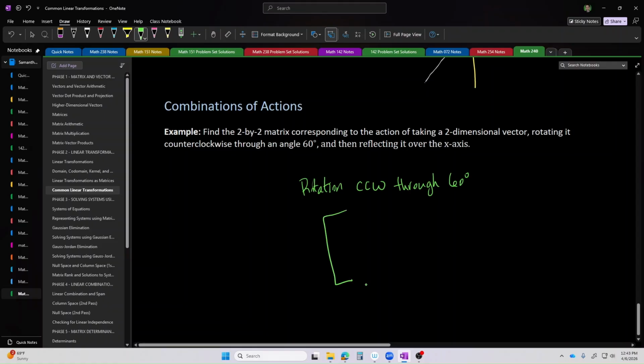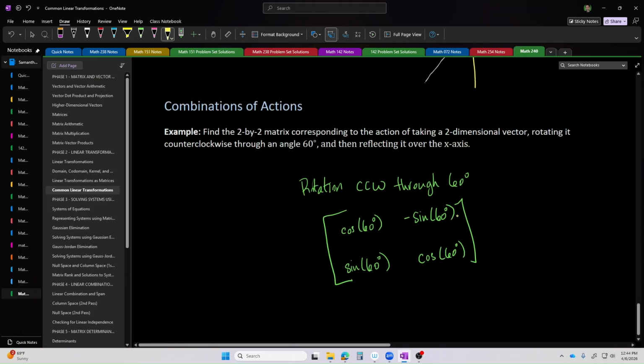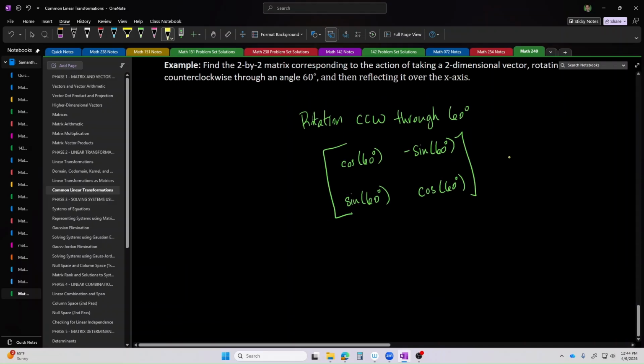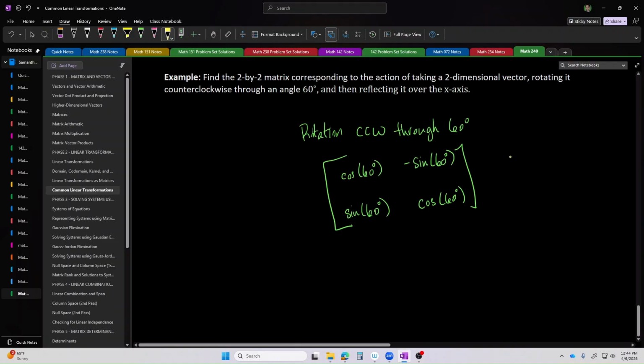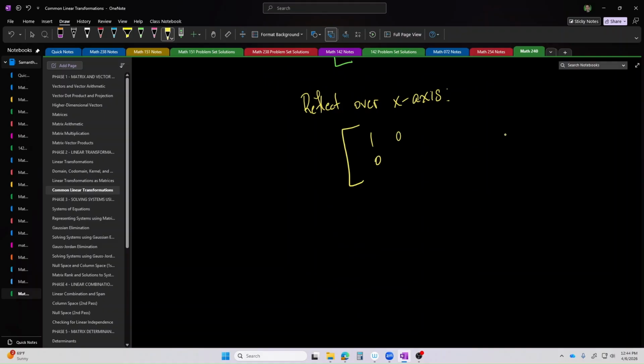That matrix had the format cosine of 60 degrees, sine 60 degrees, negative sine 60 degrees, cosine 60 degrees. We have also earlier found the matrix representing reflection over the x-axis, from earlier: 1, 0, 0, minus 1.